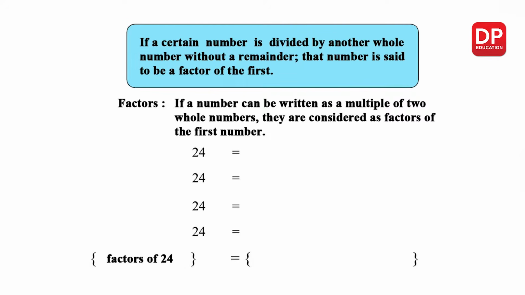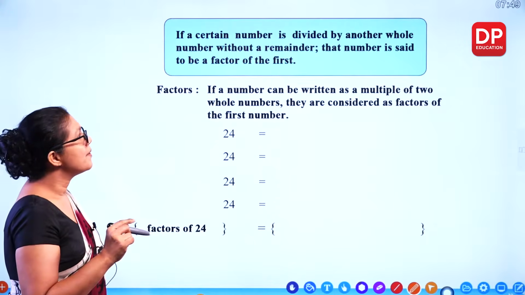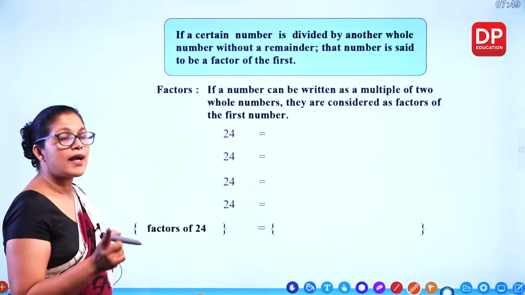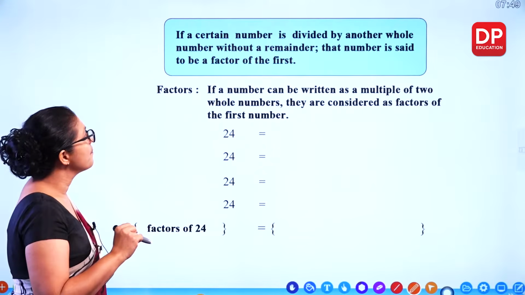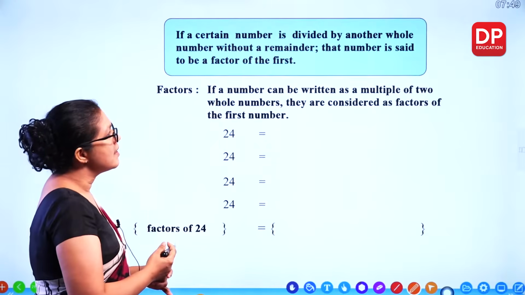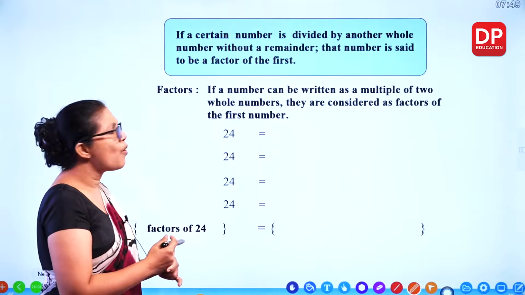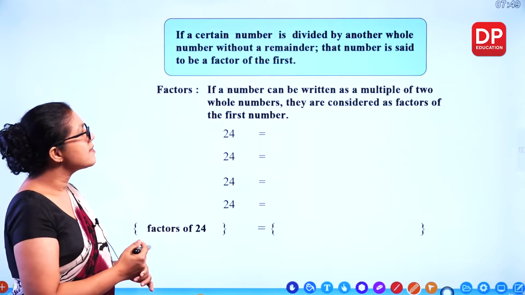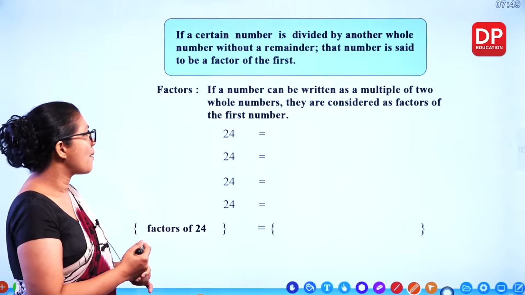If a certain number is divided by another whole number without a remainder, what do you call that number? That is a factor of the first number. So what are factors? If a number can be written as a multiple of two whole numbers, they are considered as factors of the first number.